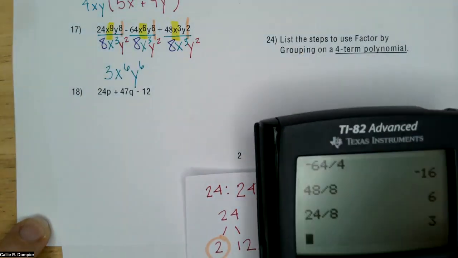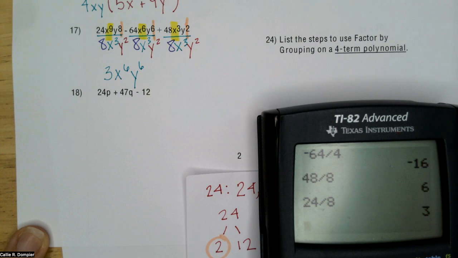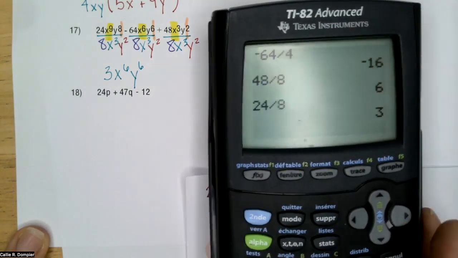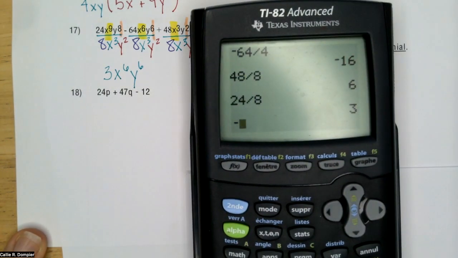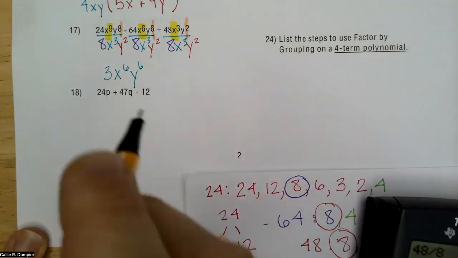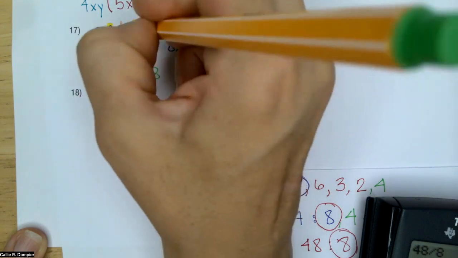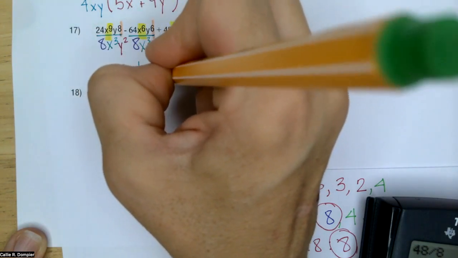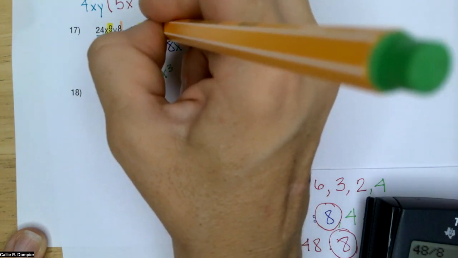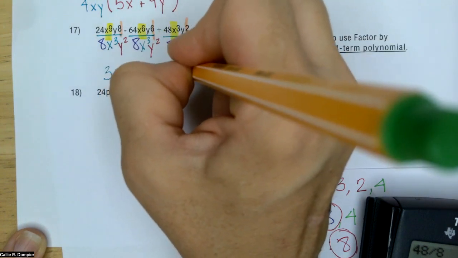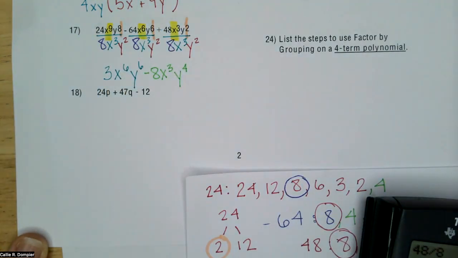And then negative 64x to the 6th y to the 6th. You want to make sure you include the negative. Negative 64 divided by positive 8 is a negative 8. x to the 6th divided by x to the 3rd is x to the 3rd. y to the 6th divided by y squared is y to the 4th. So we're just subtracting, right?